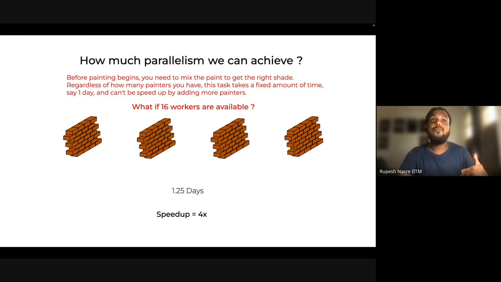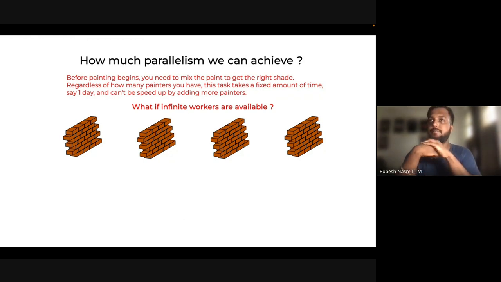Now, what if infinite workers are available? So what's your answer for this? Is it one day or more than that? Yeah, it flattens out. What actually happens, day one is used for mixing the paint, right? And as soon as day two starts, since there are infinite workers, the time it takes tends to zero, right? So we can see that it is approx one day, okay?